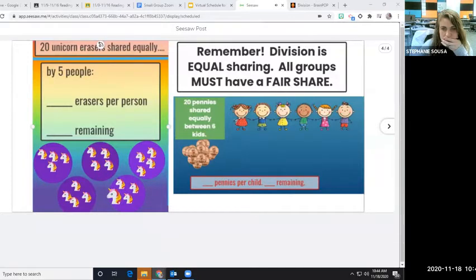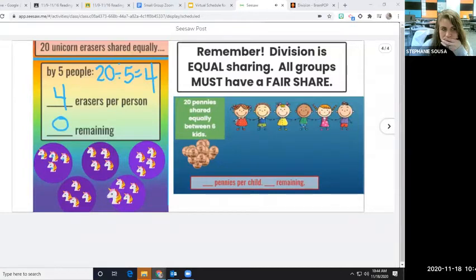All right, we can see now that if we take 20 unicorn erasers shared equally amongst 5 people, so let's just think about what that would look like as an equation. 20 total erasers divided by 5 people or 5 groups. You can see we have 1, 2, 3, 4 unicorns. Looks like we have 4 unicorns in each group. So 4 erasers per person, which means 20 divided by 5 gives you a quotient of 4. And as you can see, we didn't have any left over in this case.